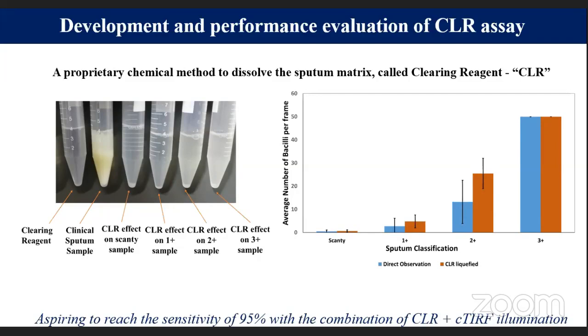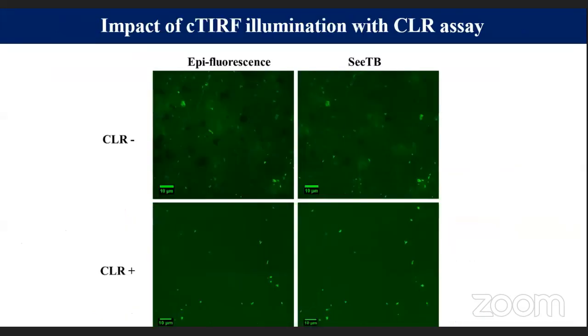But if you go to 2 plus or 1 plus, this number decreases significantly. However, with the help of CLR, since all the bacilli come into a homogeneous solution, you can see that the number of observed bacilli increases. So there is a good impact from our CLR reagent, and we are aspiring that with further modification of the illumination as well as the chemical reagent, we can reach more than 95% sensitivity in the test.